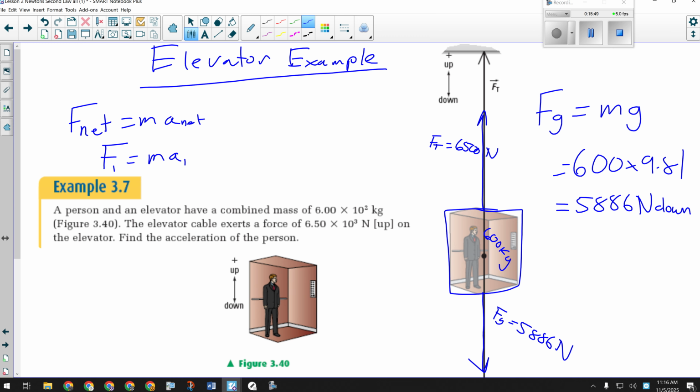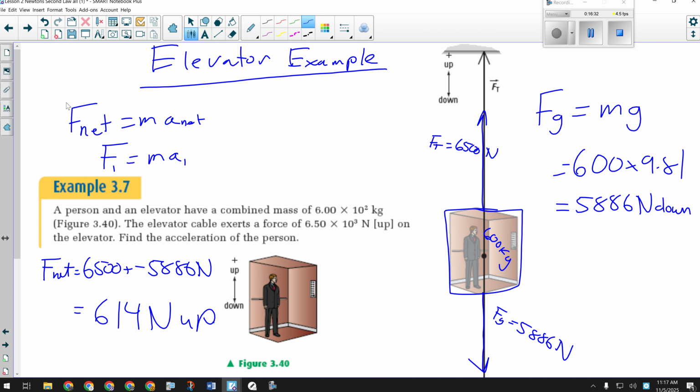No other forces are mentioned, so we're going to assume that it's frictionless because they don't say anything about friction here. Can I find the net force acting on the elevator? Now I need to find the vector sum of all forces. So F net will be 6,500 newtons up plus negative 5,886 newtons down, or just subtract, no matter which way you do it. So that should give us 614 newtons up.